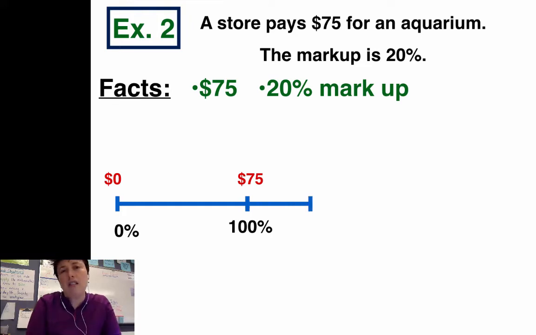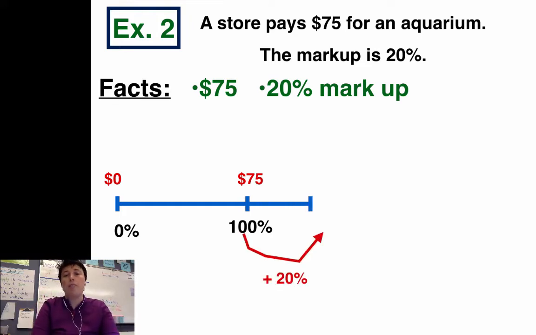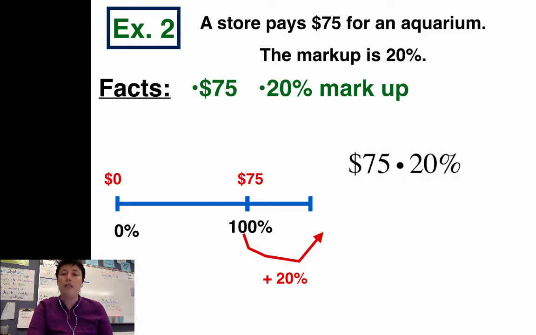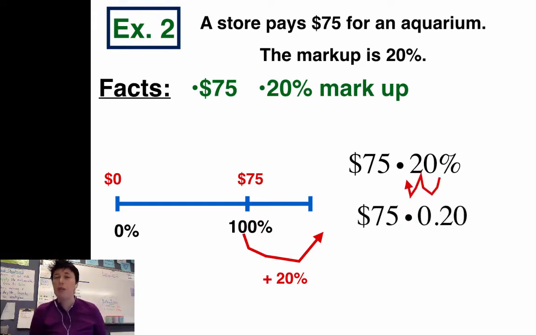So we're going to extend our number line another 20%. We're going up. So we're paying 120%, and our job is to figure out how much is that. So we're going to take $75 and times it by 20%. Moving the decimal, that means 0.2 or 0.20. So $75 times 0.2 is going to multiply to something that we're going to have to do in our calculator to see what that is. And 75 times 0.2 is 15.